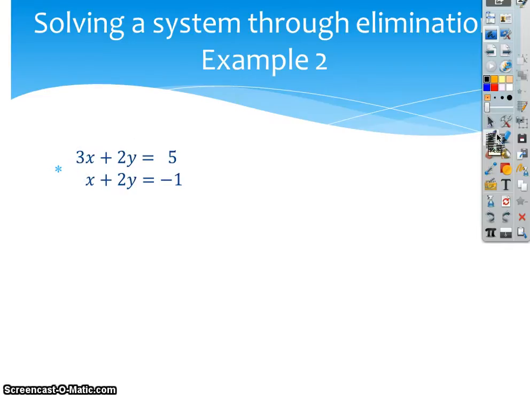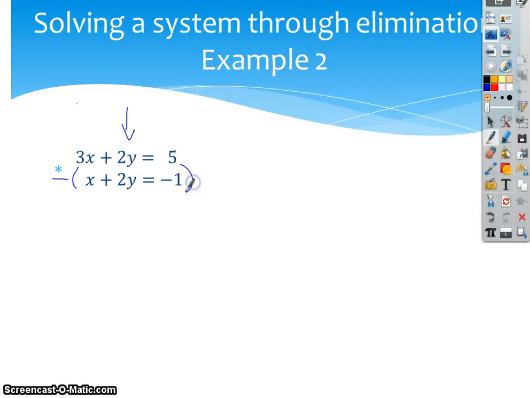Another example. 3x plus 2y equals 5, and x plus 2y equals negative 1. Right away, we should notice 2y and 2y and think to ourselves, those are the same. What can we do to get rid of that variable y? How can we eliminate it? Well, we're not going to be able to add them. That's not going to get rid of it. So what we can do is subtract.